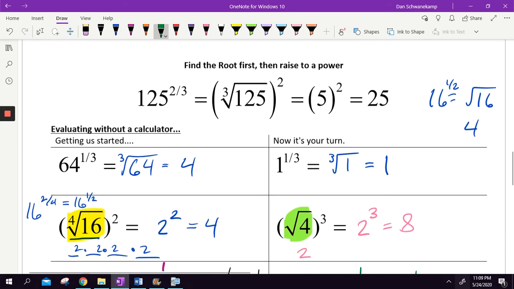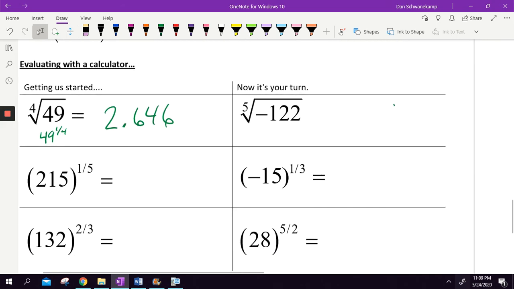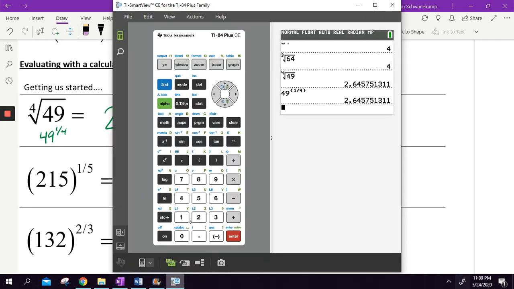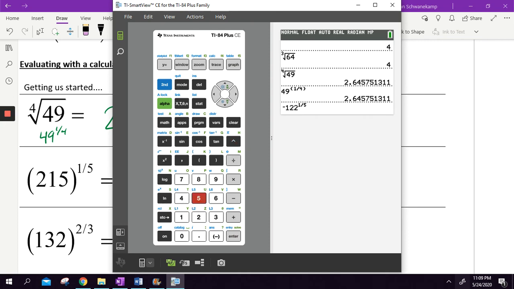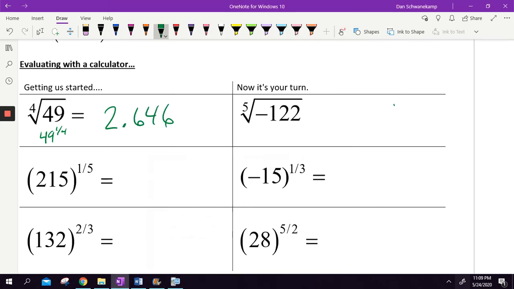Okay, some of them we don't have to use our calculator, like these up here. Some of them you do. So these down here we're going to. The 5th root of negative 122. So I'm going to go negative 122 to the 1/5 power. I don't need to use parentheses just because of my calculator, but I'm not going to get into that here. Negative 2.614.